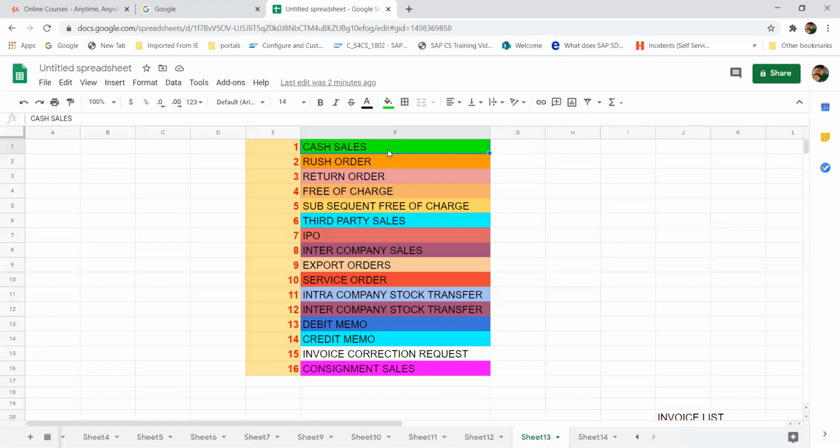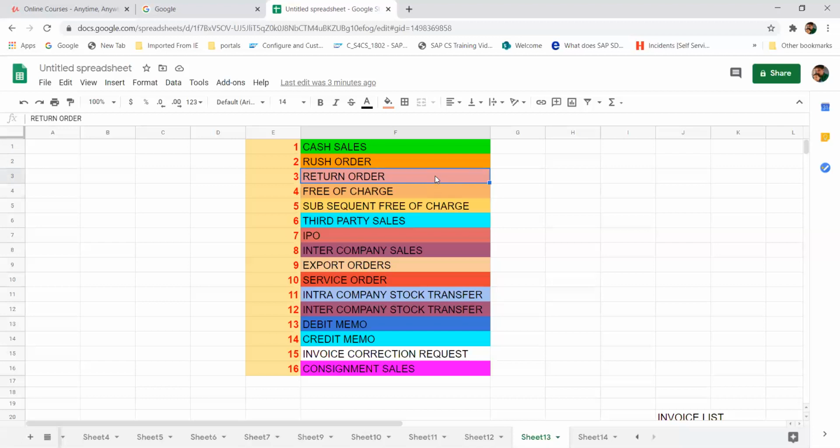If you see cash sales, which is nothing but counter sales, you will have immediate delivery. In a similar way, you have a rush order. There also you'll have immediate delivery. So basically you have certain traits and technical attributes which differ between cash sales and rush order. Even though both have immediate delivery, in a rush order you can take it on credit basis, but in cash sales you have to pay at the counter. It's basically like counter sales. In a similar way, you have other business processes like returns.